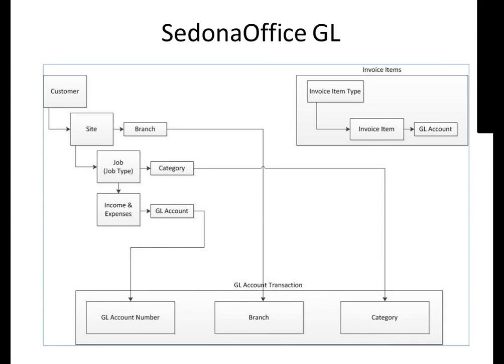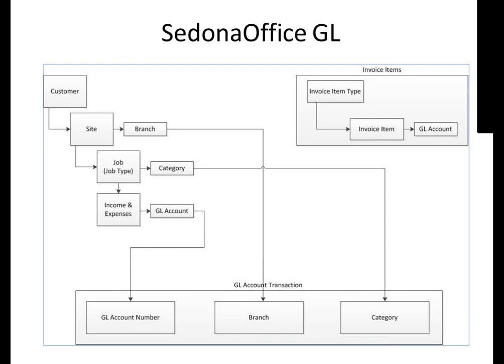So what I want to talk about next is the SedonaOffice GL account structure. Most people should be familiar with this, but it's always good to review. This is a little diagram that talks about the GL account structure. When you think of a GL account, look at the bottom of the screen. You have 3 segments to every GL transaction. You have the GL account number, you have a branch, and you have a category. Now, categories will only affect your income and expense GL transactions.